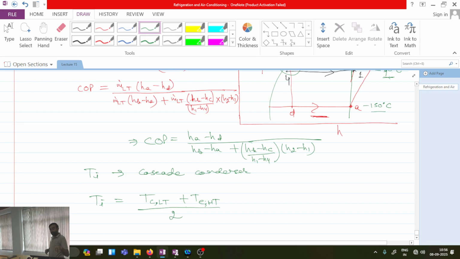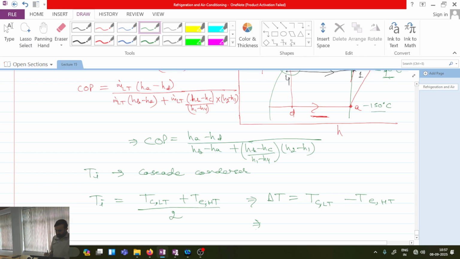But how to determine the value of this intermediate temperature? What should be the optimum temperature we should choose for using the cascade cycle? How can we decide this? That is one point, and another point is in the cascade we will be having some delta T. Delta T will be the temperature difference. This delta T will be nothing but Tc LT minus Te of HT.